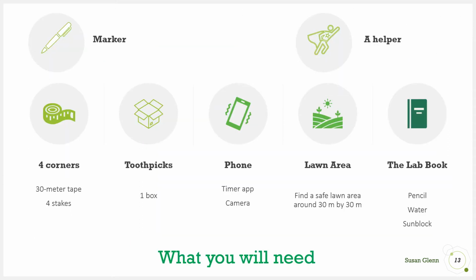So if you're in my class, you have your Ecology lab kit, which includes the lab book, and you're going to need to take that out with you because there's a data sheet and it has all the detailed step-by-step instructions of what you're going to be doing. What you're going to be needing to take out is a marker to mark your toothpicks with. You have a box of toothpicks in your lab kit.